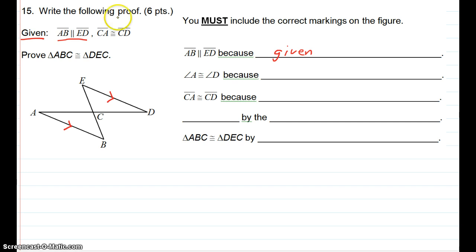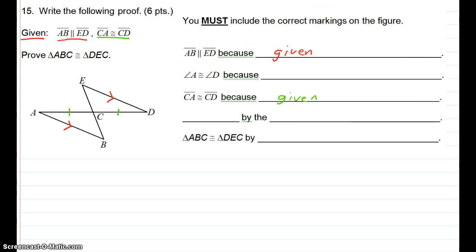Now it says CA is congruent to CD, so segment CA is congruent to segment CD. So again, I want to look on the right and find where I see this repeated. So CA is congruent to CD because given. So you should never leave a proof blank. If they give you information, you should at least be able to figure out where it is and then write the word given.